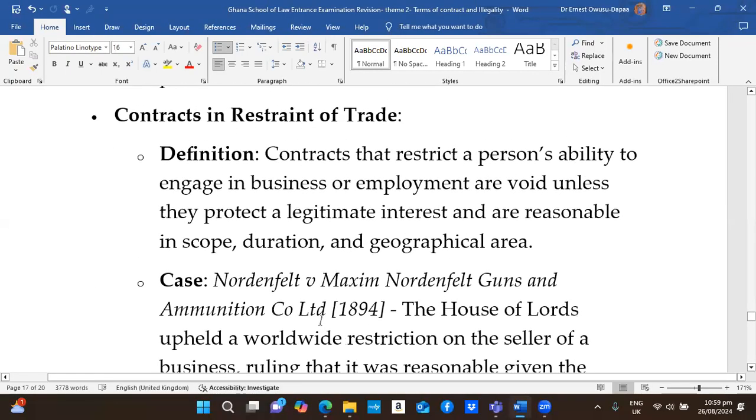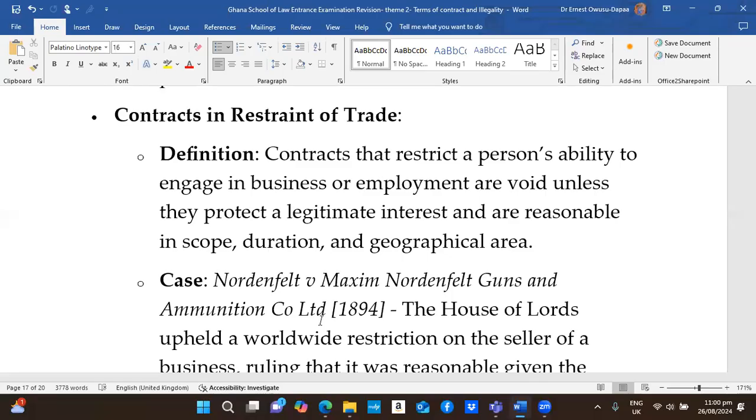Now, let's talk about contract and restraint of trade. Contract and restraint of trade has to do with placing a restriction on a person's ability to engage in business or employment. And the law considers such a contract as void, because everyone should have the ability to earn his or her living, either by running a business or offering his labor services in an employment arrangement. So if there is any contract which seeks to prevent a person from being able to do that, then that is considered void.